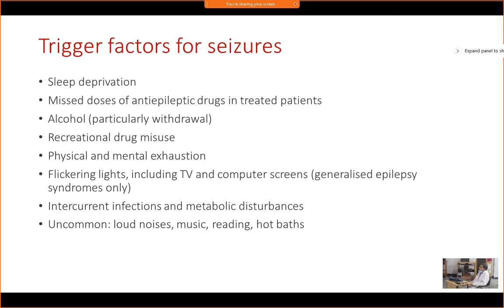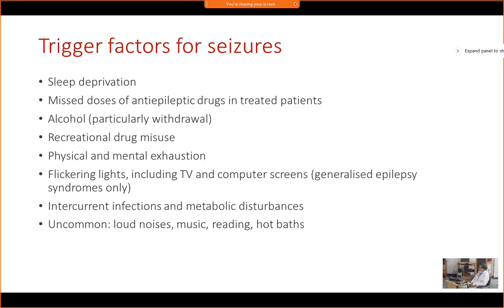Now the trigger factors for seizures. What might precipitate a seizure? A person who is prone to seizure may develop a seizure due to certain reasons. One is sleep deprivation. Then, if the person misses a dose of the anti-epileptic drug, this is very important. A person on anti-epileptic drugs should take the drug every day, should not miss a single dose. If they miss the dose, there would be epileptic seizures.